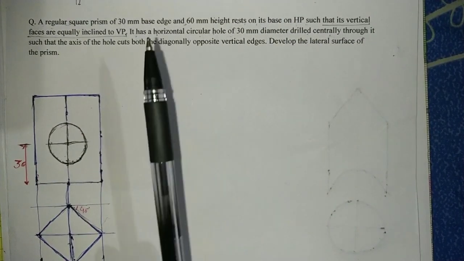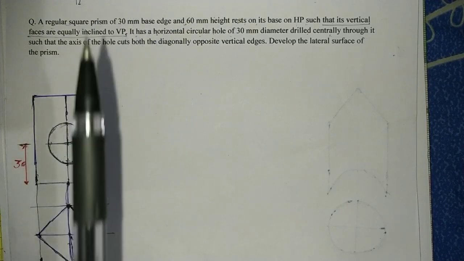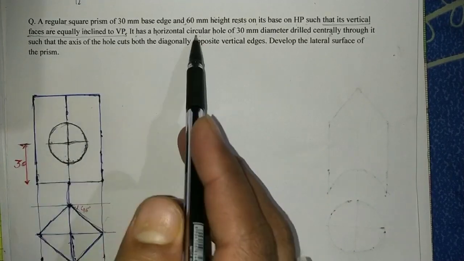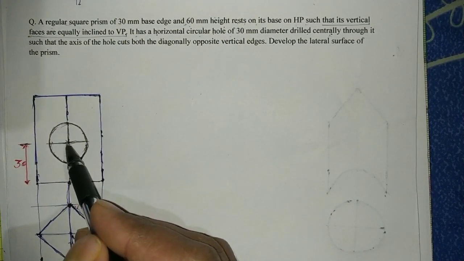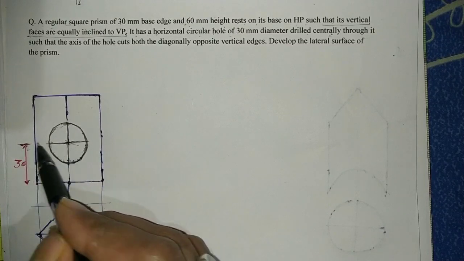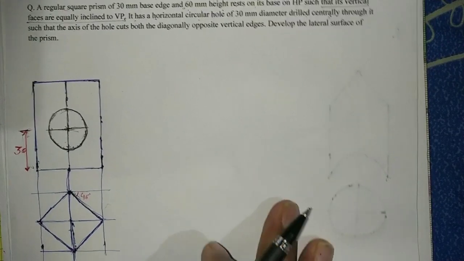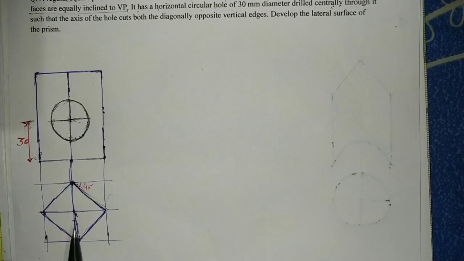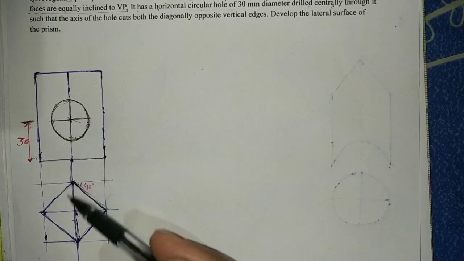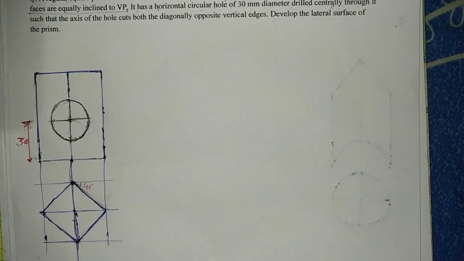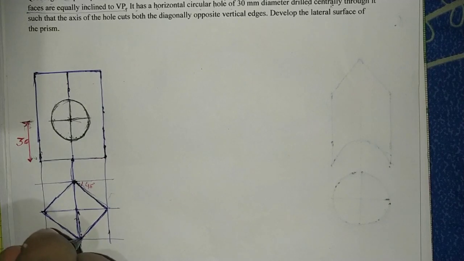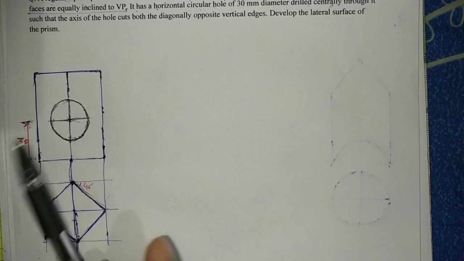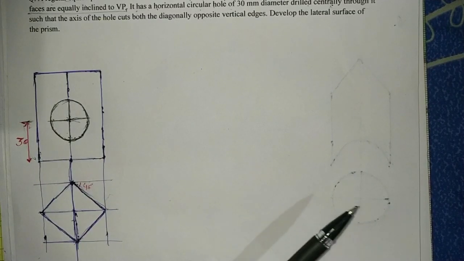Horizontal means the axis of that hole is horizontal, and centrally means if the total height is 60 mm, the center of the hole will be at 30 mm. So this distance is 30 mm. Okay, and the hole is drilled in such a way that it is cutting the diagonally opposite edges. Like here one edge will be there, and similarly here one edge will be there, vertical into the paper, so it is cutting both the edges.